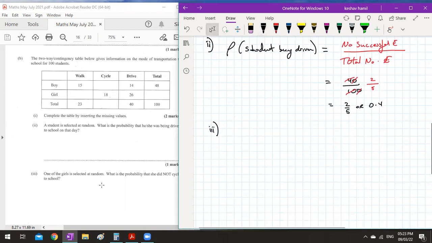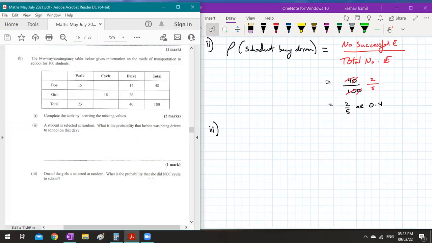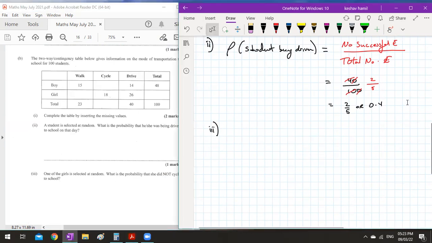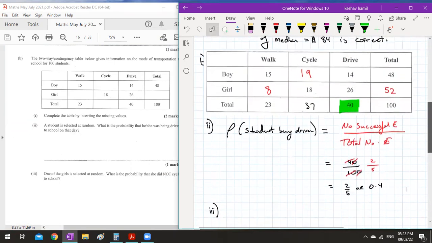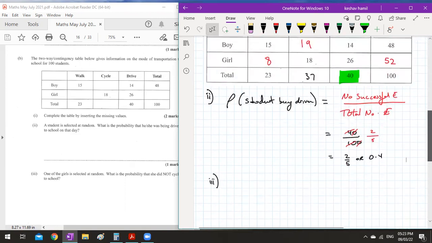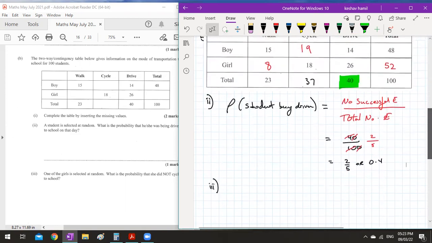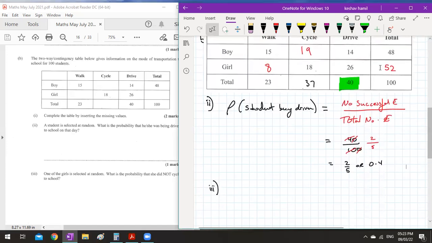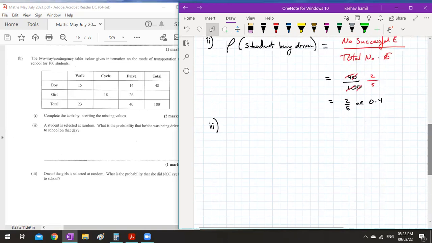Part 3, one of the girls is selected at random. What is the probability she did not cycle to school? Now, let's go back up to make sure. So girl cycling to school is 18. We have 52 girls, right, in total. So what does that mean? How many students did not cycle? How many girls did not cycle?